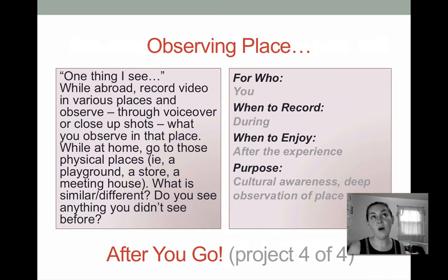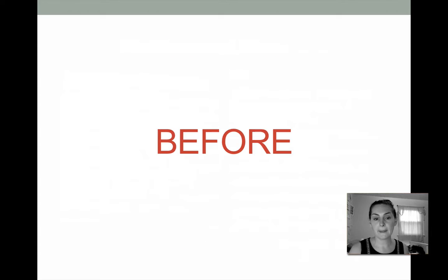And then when you get home, going to places of the same category, so going to a grocery store, going to a playground, and looking at those videos, and then looking at the place that you're in, would be a way of engaging two different places and really looking at sort of a cultural study in that way. So again, what's the purpose of that? The purpose is a deep observation of place and sort of an increased cultural awareness. This is a different way of looking. All right, so those are 4 for after you return.